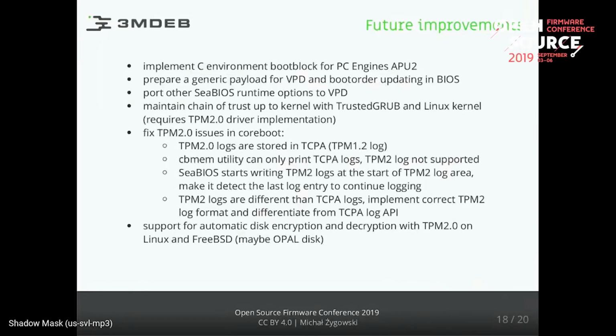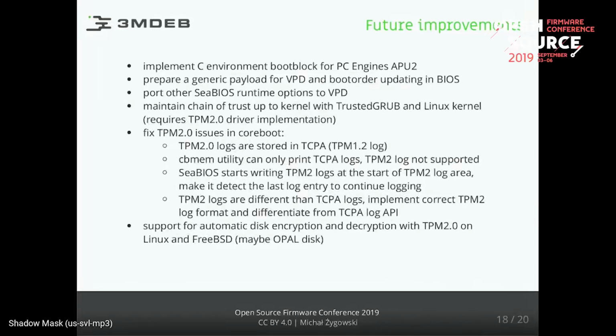There is still work to do with maintaining the chain of trust until the OS, because there is currently no known implementation that would prolong the chain of trust with TPM 2.0 from the bootloader, like GRUB, to the kernel. There is, of course, the trusted GRUB, but it only supports TPM 1.2. And there are a few issues with the TPM 2.0 in coreboot.